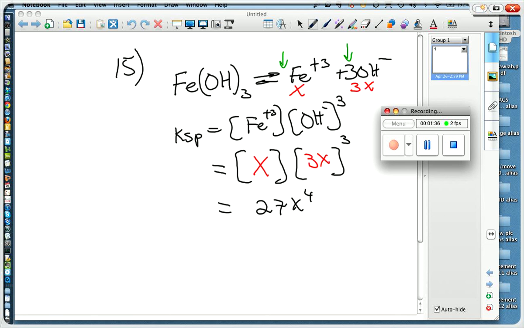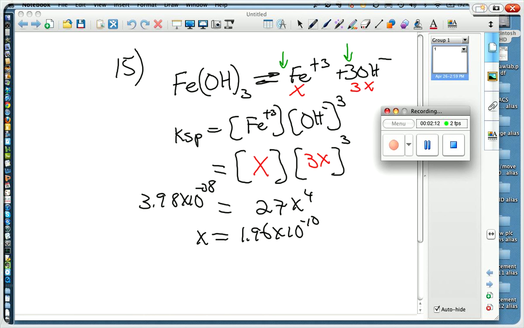So ultimately what I'm going to do is take my KSP value, which I know is 3.98 times 10 to the negative 38. I set that equal to 27x to the 4th, divide by 27 and then take the 4th root, and I find that x is equal to 1.96 times 10 to the negative 10th. Remember, to take the 4th root of a number, you can raise it to the 1/4 power.